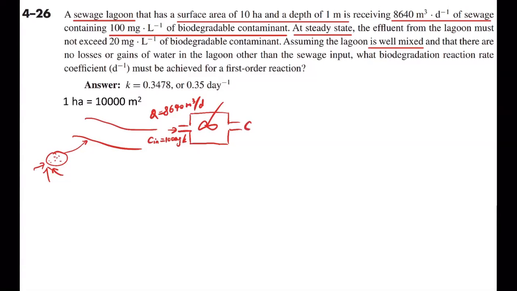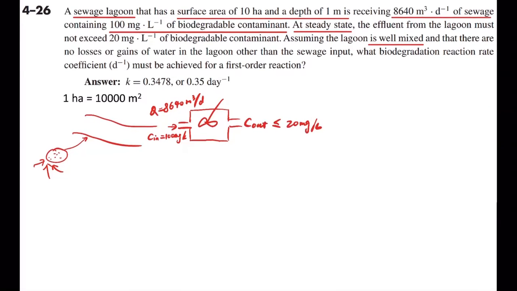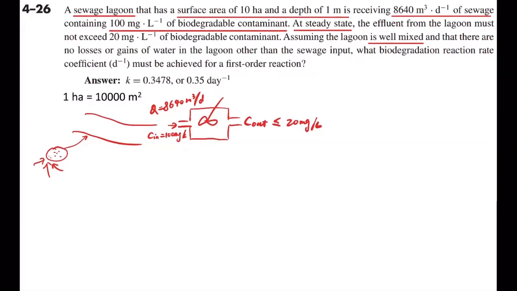It says that the concentration out cannot exceed 20 milligram per liter, so it has to be below this value. Assume that this is well mixed and there are no losses or gains of water other than the sewage input, meaning there are no other inputs or outputs. So it's asking us what reaction rate coefficient, K, must be achieved in order for the concentration to be below 20.